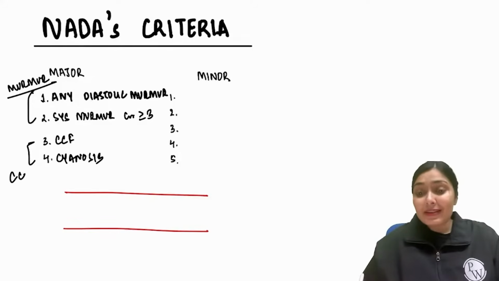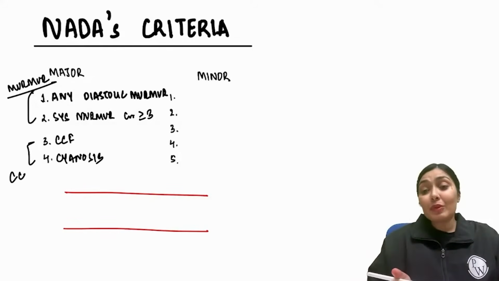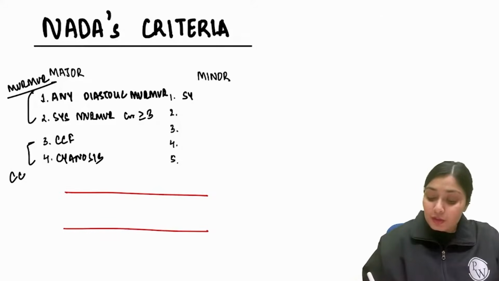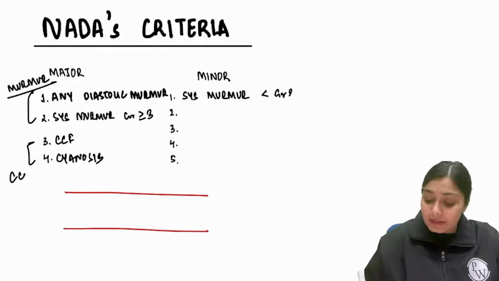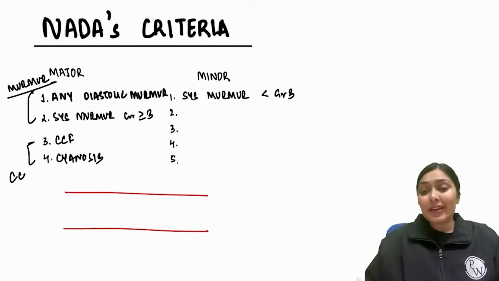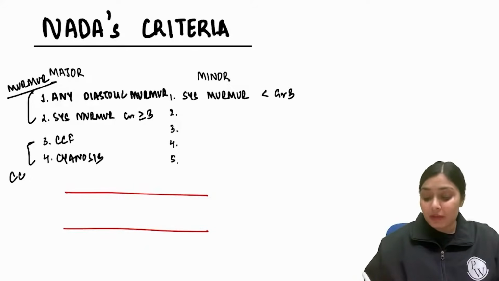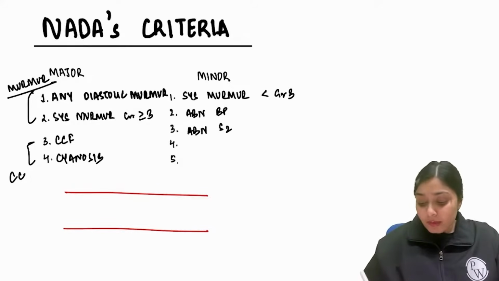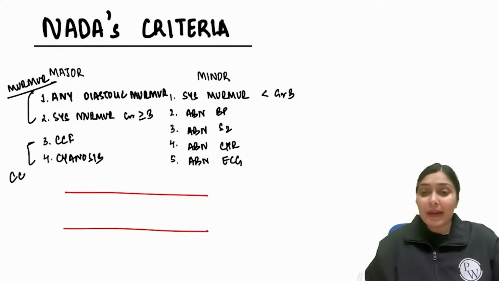What about the minor criteria? A systolic murmur of grade 3 or more was major, so anything less than grade 3 will be minor. A systolic murmur less than grade 3 is minor. Apart from that, with all the investigations that we go for, routine investigations, if there is abnormal BP, abnormal second heart sound, abnormal chest x-ray, or abnormal ECG, these are the minor criteria.